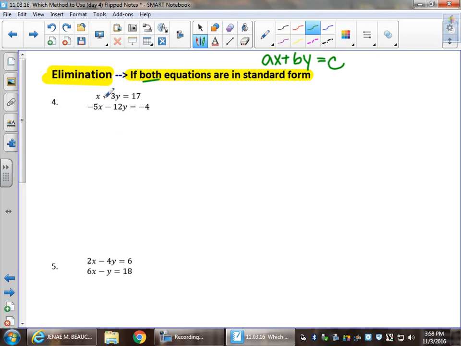See how these are both negative? If I ended up wanting to work with the y's, get the y's to cancel, I'd have to multiply through by a negative value to make one of these positive, which is fine.